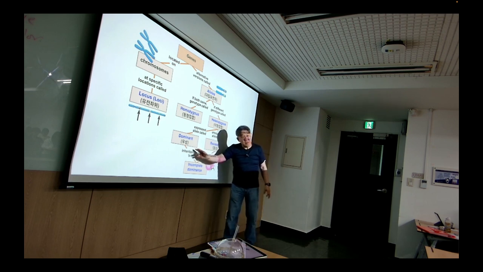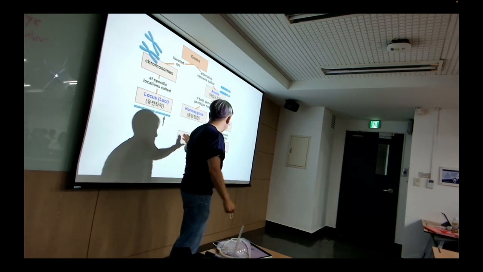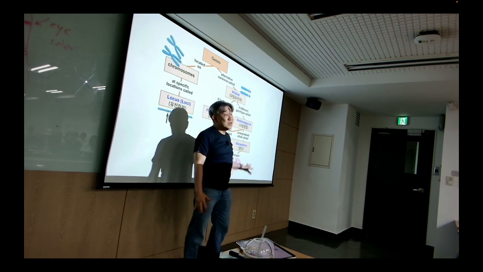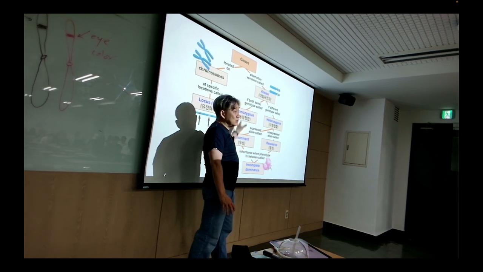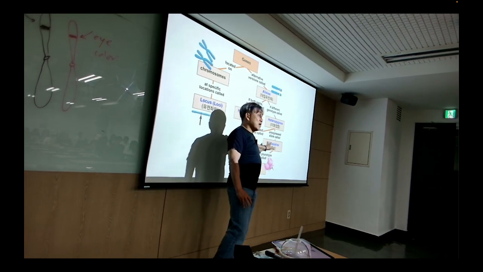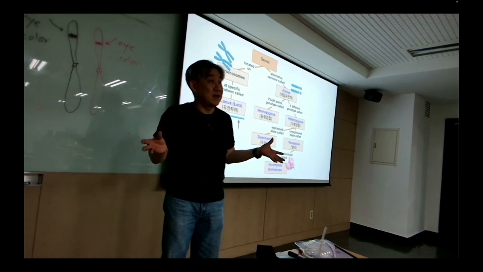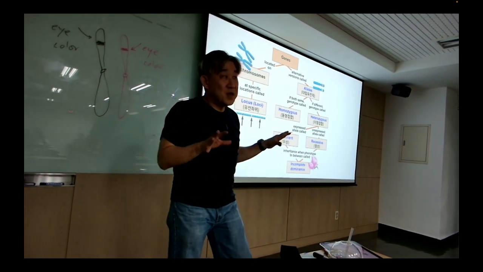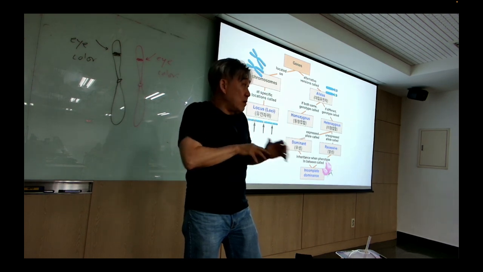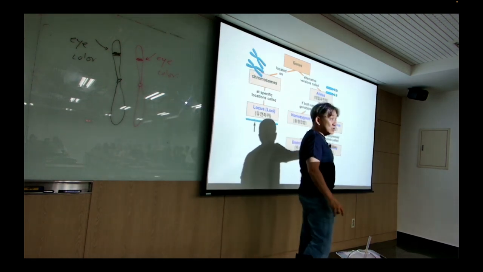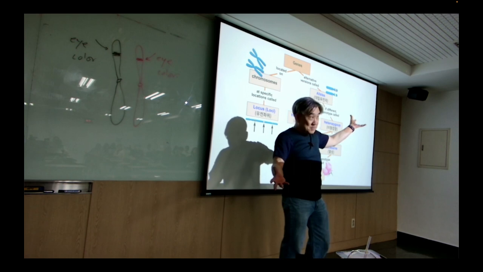But more importantly, the molecular mechanism of why certain traits of a gene are dominant, whereas why certain traits of a gene are recessive. If you can understand that, then that will probably be the take-home message of today, and then you can go home. So does everyone understand why certain traits are dominant and why certain are recessive? If you understand, then you can go home.